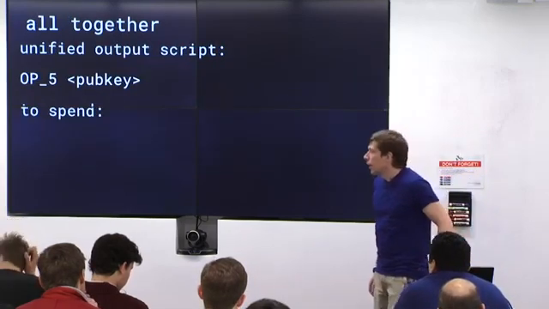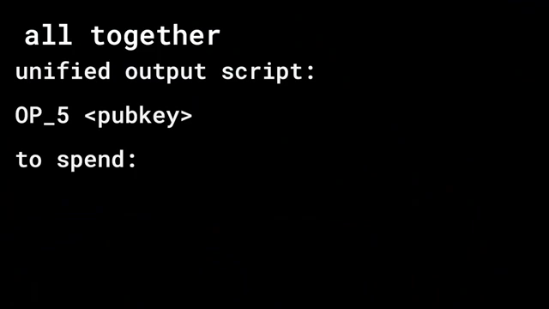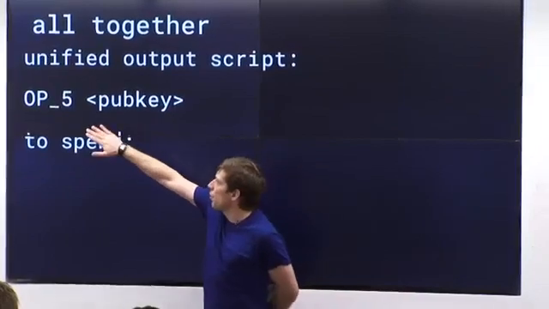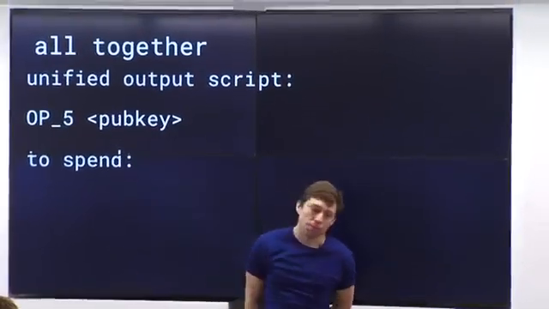Okay, so put this all together. The goal for this, and I think the way it's going to work in Bitcoin, but this is still, you know, research kind of. You have a unified output script. So let's say it's templated with op5, and you say, okay, op5 pub key.